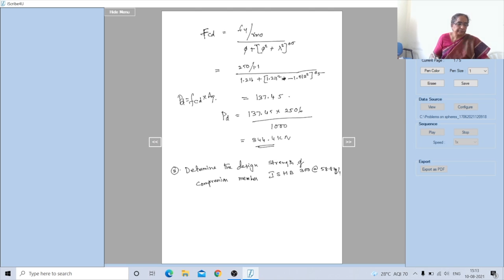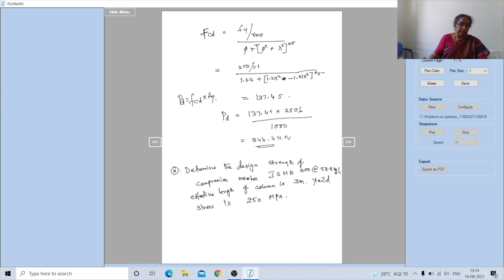Now, the effective length of the column. He has directly given the effective length. If the effective length is not given, depending upon the end conditions, you have to calculate the effective length of the column. So the effective length of the column is 3 meters. Then the yield stress is given. Yield stress is 250 MPa. So this is the given data.